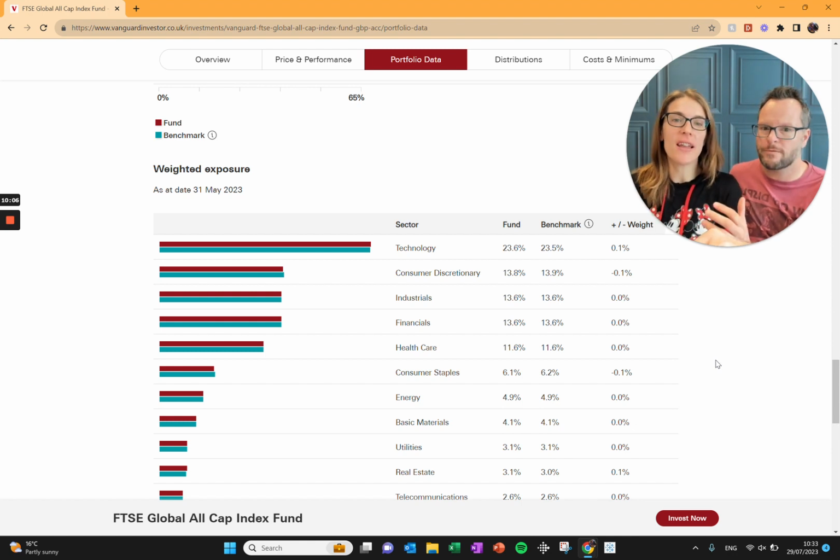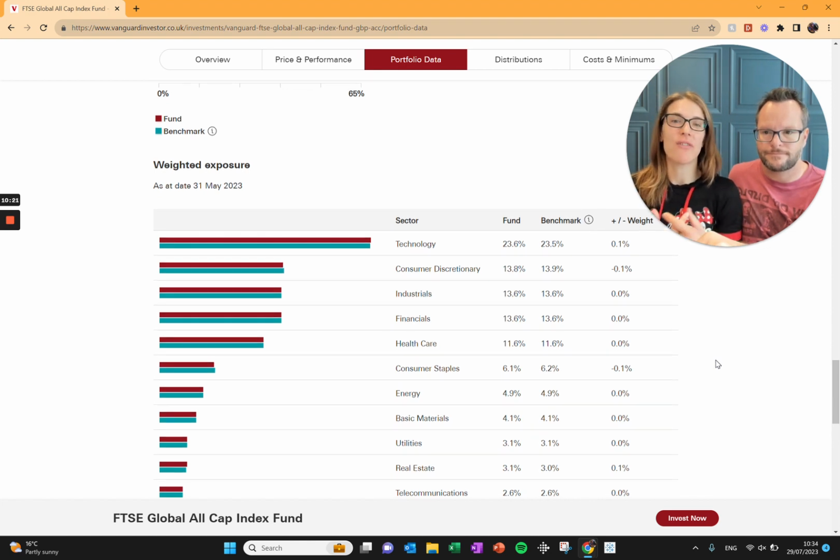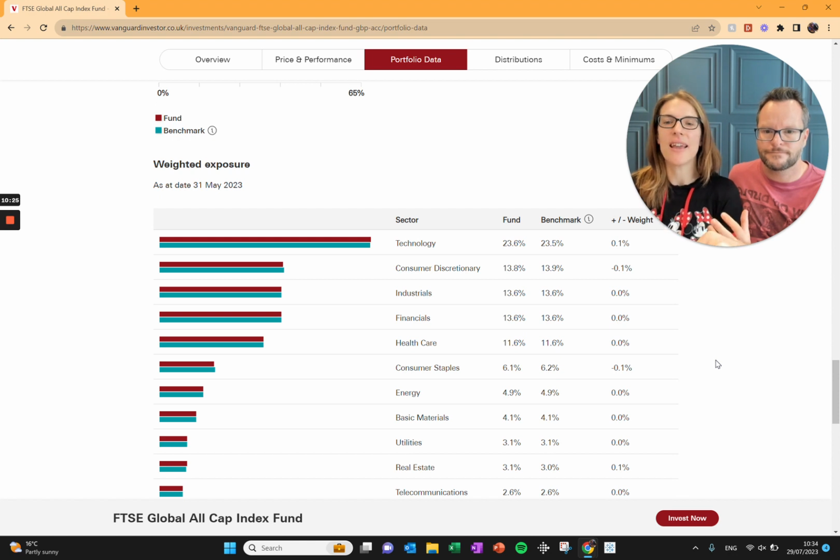If those companies start to do better, then the index automatically allows for that and will be more heavily weighted towards that. If those companies don't do as well and their share price drops, then that will automatically be reflected in the fund. You don't have to do any thinking about it. It just happens for you. So you automatically own the winners and the losers kind of drop out.